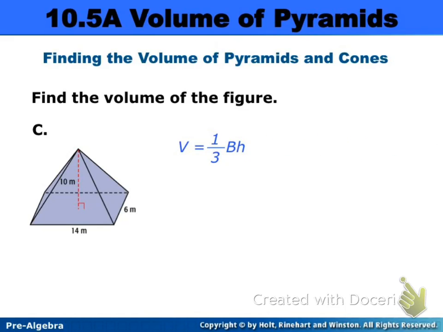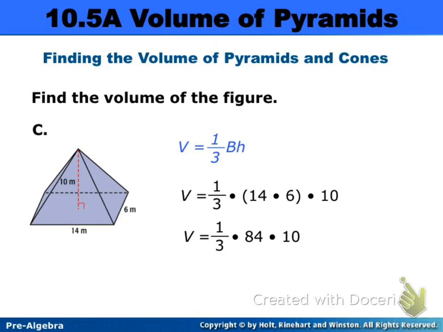So we start out with this formula, knowing that that capital B talks about the area of the base. So that means we need the area formula that matches the polygon of the base. So we can see that the length and width of this rectangular pyramid is 14 times 6. The altitude or height of our pyramid, right here, all the way up to this top vertex, is 10.